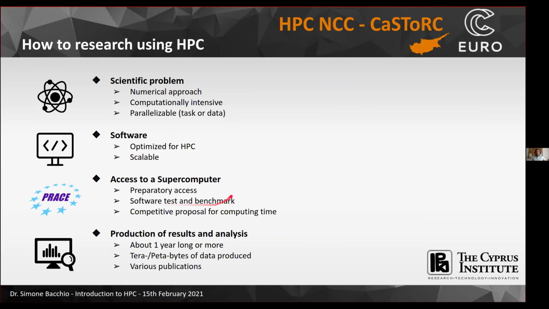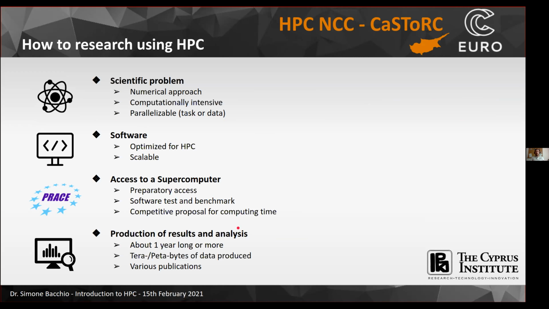Then you need access to a supercomputer. This access to a supercomputer, you can get it in different ways. We will see probably tomorrow, all of you will have access to our local cluster. Usually all the supercomputing systems can give you preparatory access to it. Preparatory access means that you get a small amount of resources where, during this time, you can compile your code, try to run it on the system and prove that it can be parallelizable and it's efficient on the system.